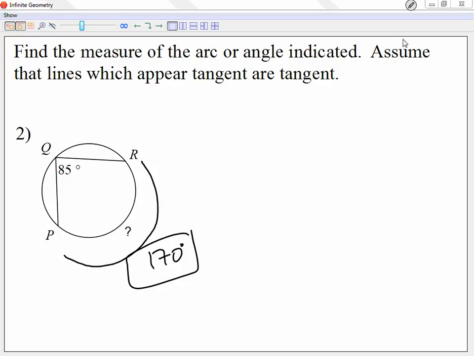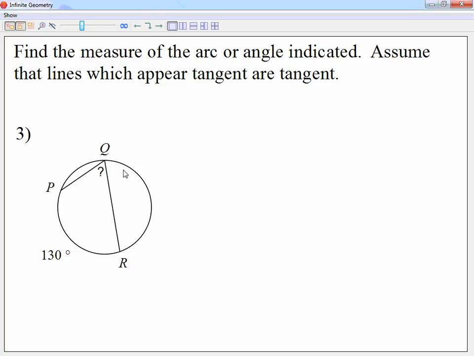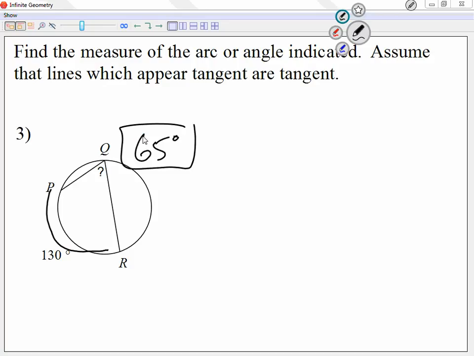The front side is all numerical. So if I look at question number 3, the arc that it creates is 130 degrees. How big is the angle? 65. Remember, the angle is half of the arc. So again, make sure you divide it, not multiply.